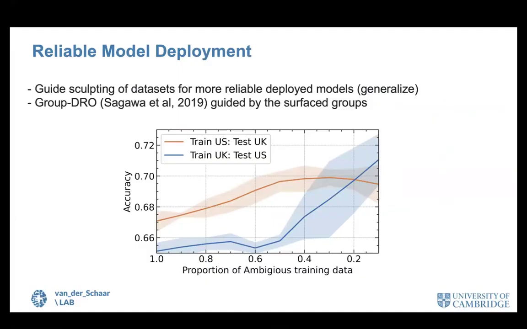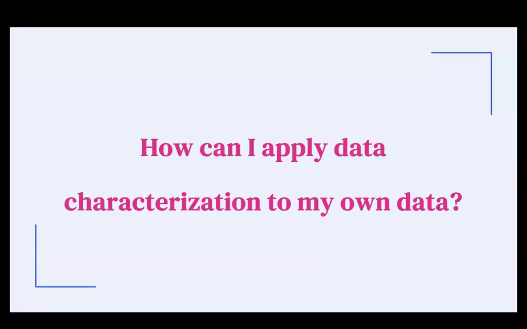And beyond just flagging a data set, one could, in theory, sculpt the data set for more reliable models when you deploy them. We show examples where if you were to train a model in, for example, the United States and then take it to the UK, or train it in the UK and take it to the US, and you were to sculpt the data set to remove some of these examples, which are just going to harm model training, the model actually generalizes better when you take it across the distributions.